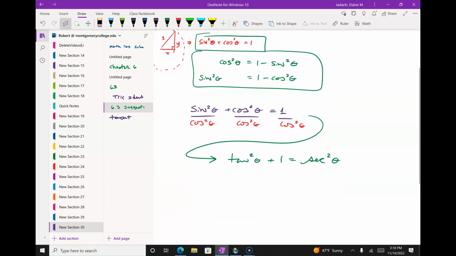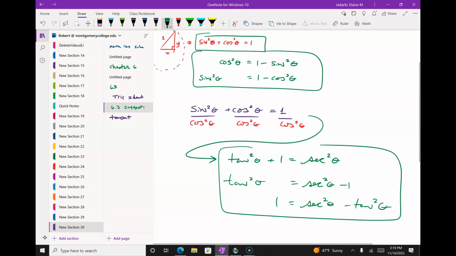I want to solve this for tan squared. So I get tan squared theta equals secant squared theta minus 1. And if I solve it for 1, I get 1 equals secant squared theta minus tan squared theta. There are the second 3 of 9. Only had to memorize 1. The first one, sine squared plus cos squared is 1.